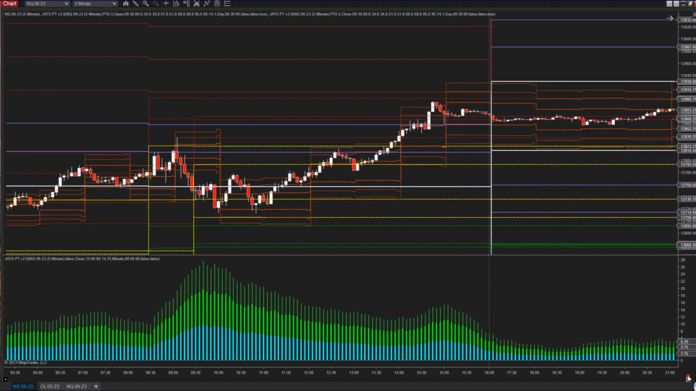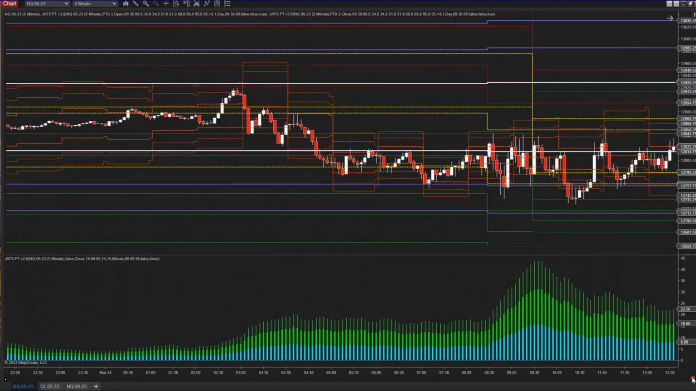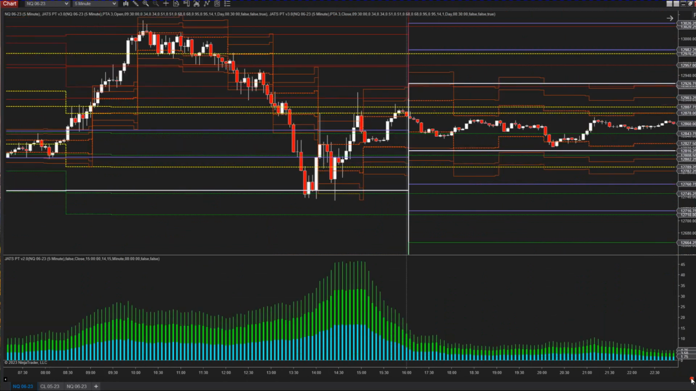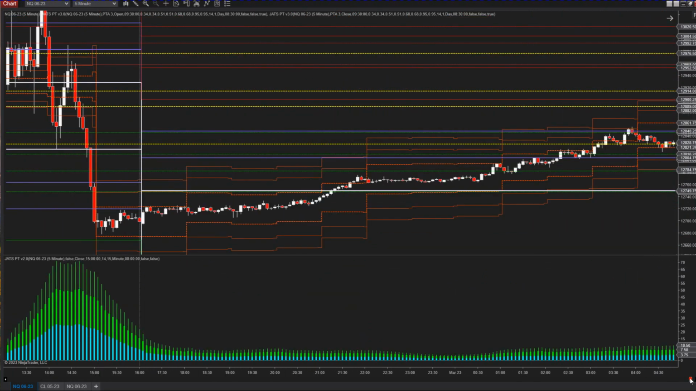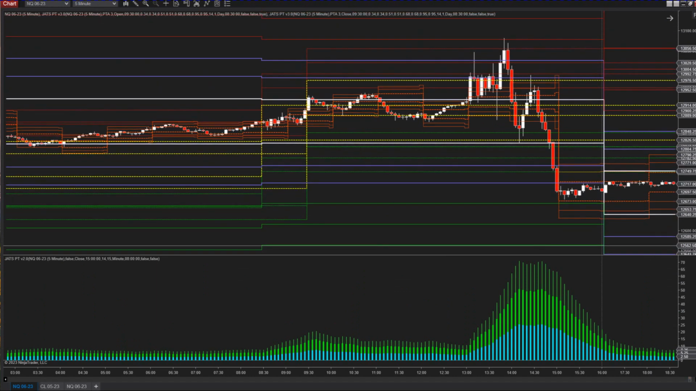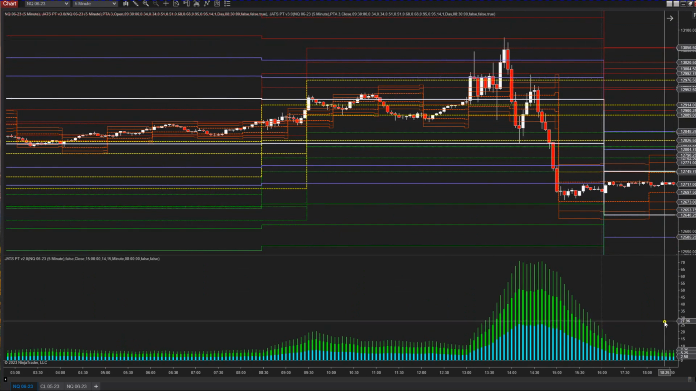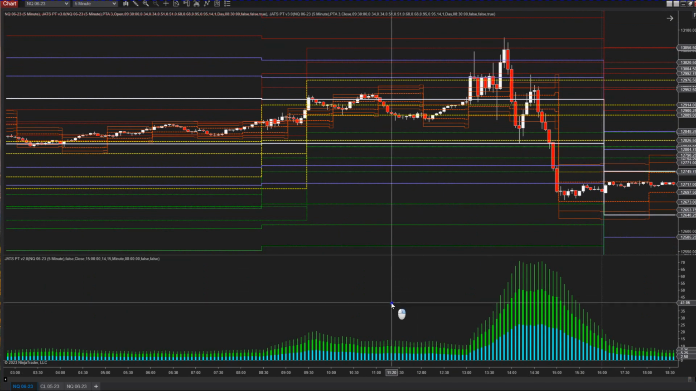If you find a 2 or a 3 Globex around a 1 hour IB level, you want to make sure that you really pay attention to that level intraday because it'll be a very strong level. And same thing with the daily ranges. So I've got to add a daily open on here.